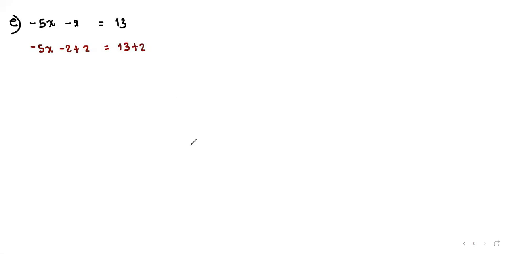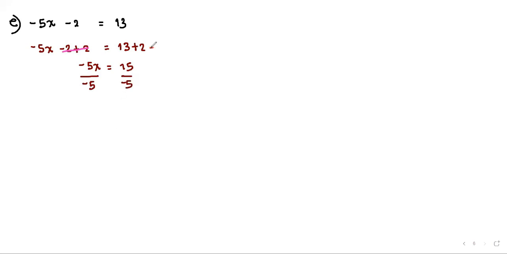Now, when we have minus 2 plus 2, this will give us a 0. So it means that on the left-hand side, we remain with minus 5x, which is equal to 13 plus 2. 13 plus 2 gives us 15. Okay? Now, since we need to know the value of x, we can divide on both sides by negative 5. You see that?